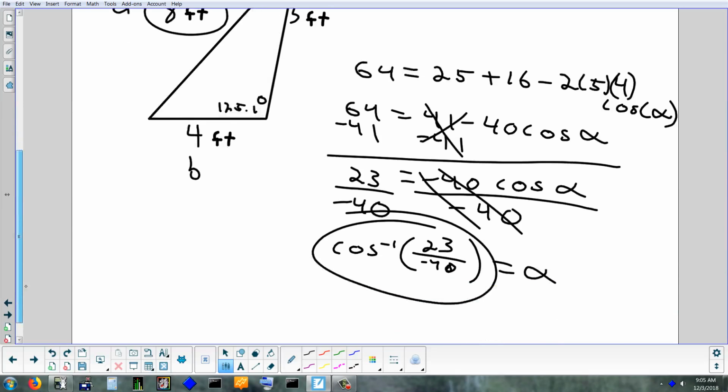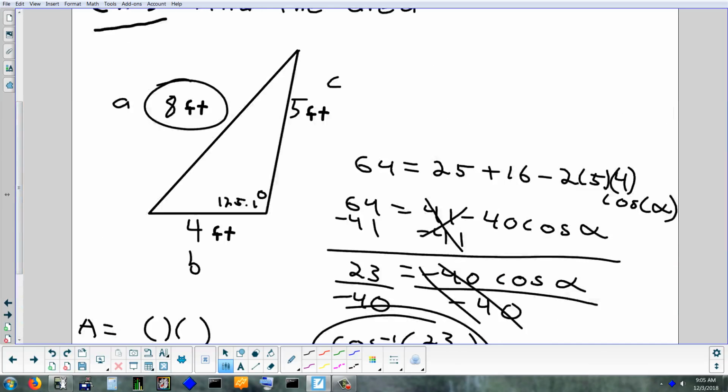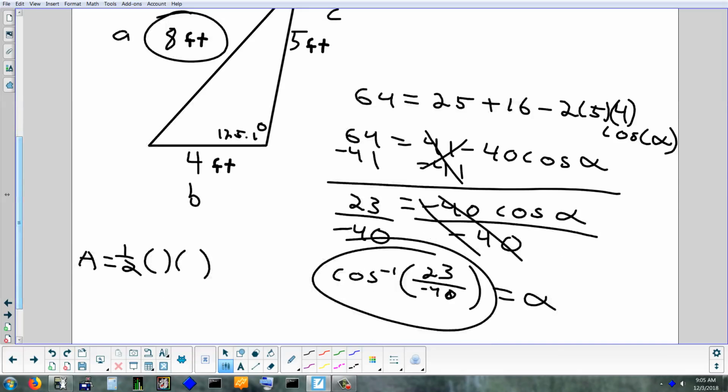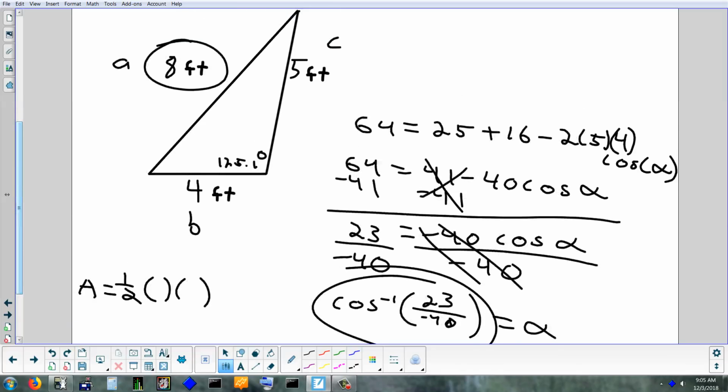So Justin, can you set up my formula to find the area of this triangle? 1/2. Yep. 8 times 4, right? If we want to do 8 times 4, then we got to go back and find this angle. Which one's for that angle? A and B. If you use A and B, you're always using the angle that's between the two sides. So it'd be 5 times 4. Yeah, so this one would be 5 times 4.